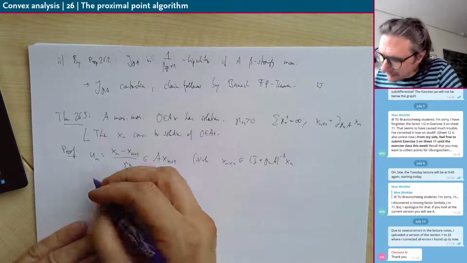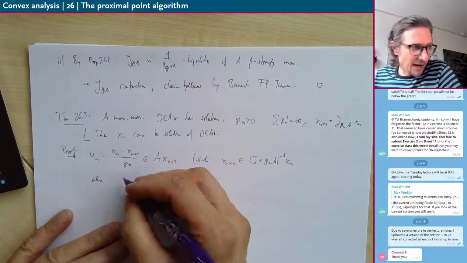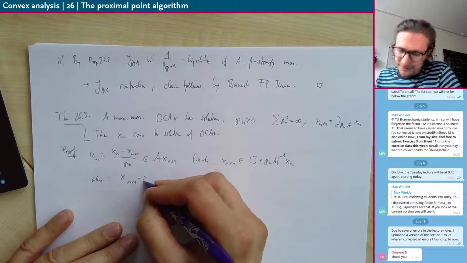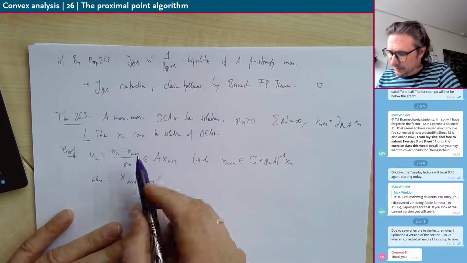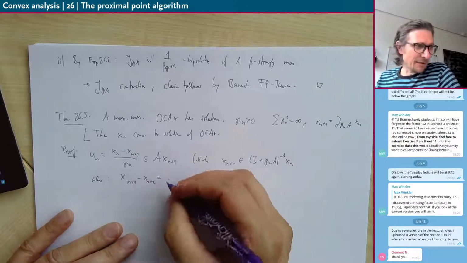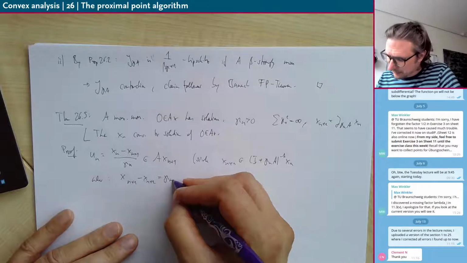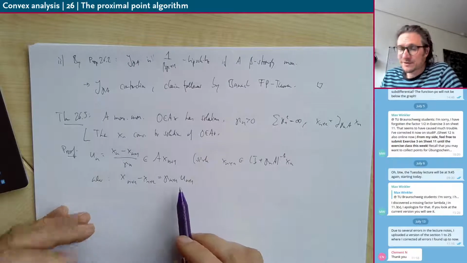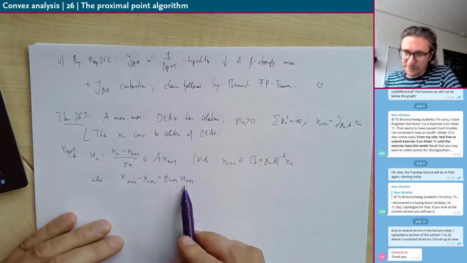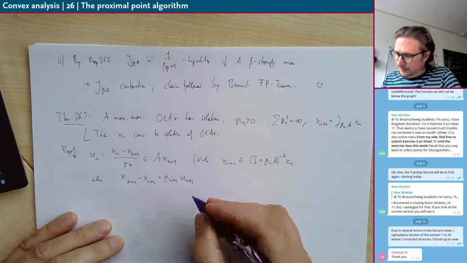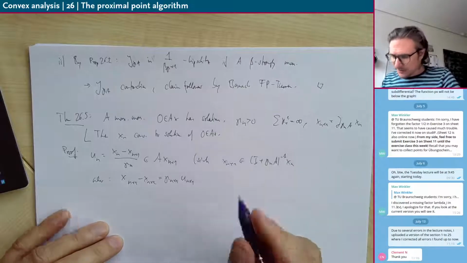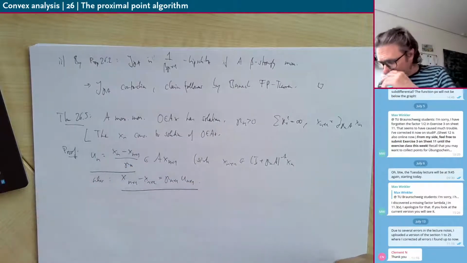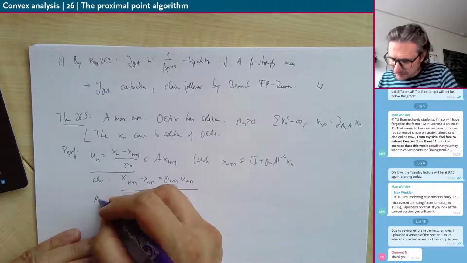Another thing is that you have x_{n+1} − x_{n+2} = γ_{n+1} u_{n+1}. This is just the definition of u_n, but evaluated at n+1. So these two things we're going to need: this definition and that definition, and then we use monotonicity.